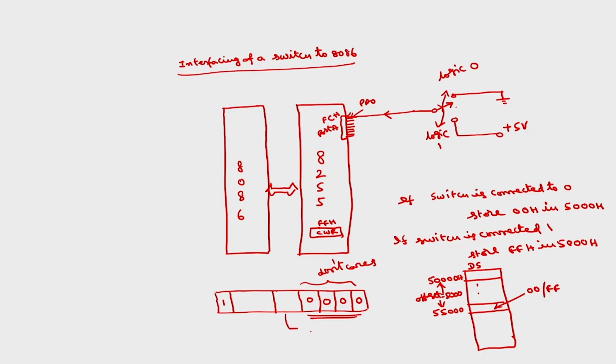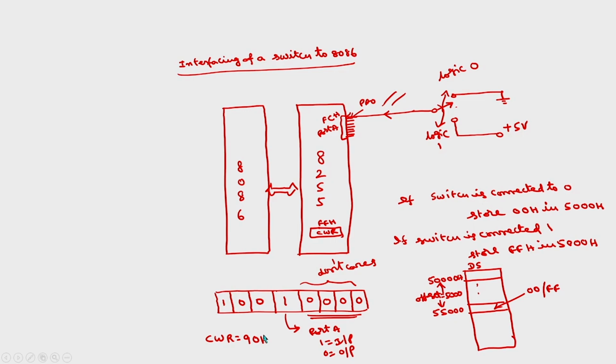This is for port A. 1 means input port, 0 means output port. Because you are using port A as input port, this should be 1. And if I want to operate this in mode 0, this will be 0 0. So, what is the control word register? This is 1001 0000, which is 90H.